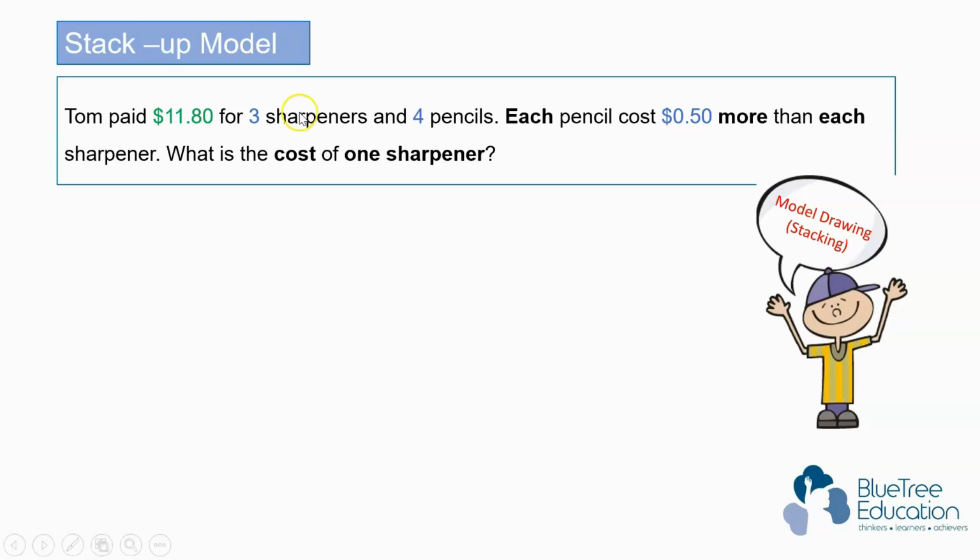From the first sentence, we know that we are not able to draw a model. So let's look at the second sentence. Pencil costs 50 cents more than a sharpener. We can actually draw a comparison model for this. So the sharpener would be 1 unit and the pencil would be 50 cents more.